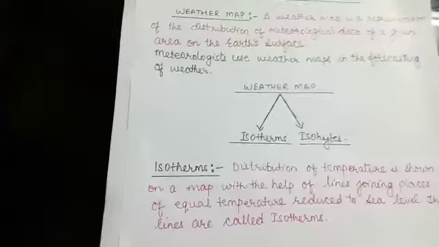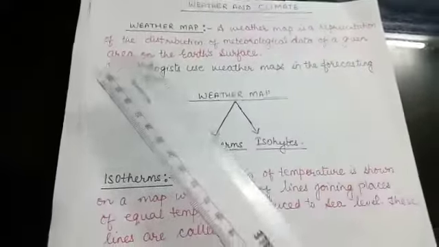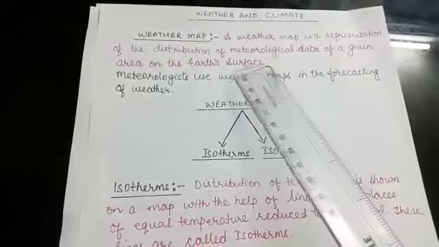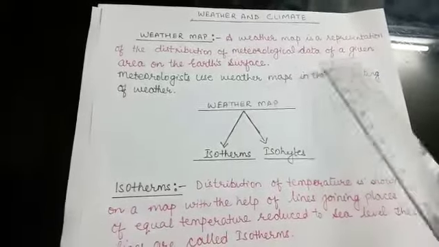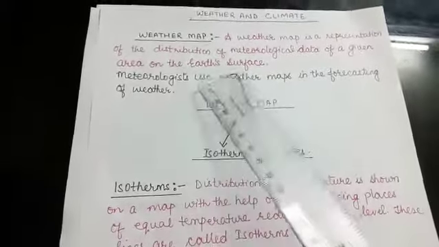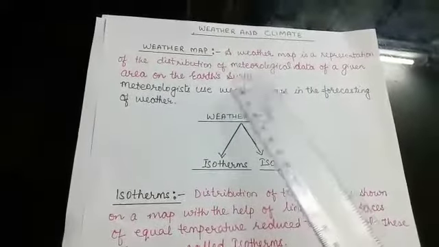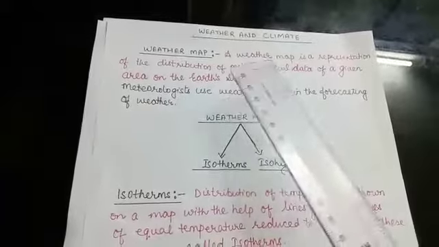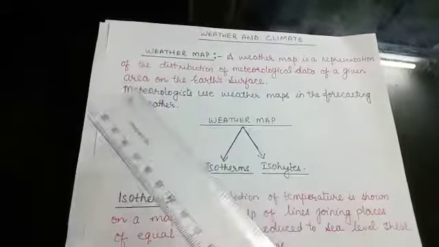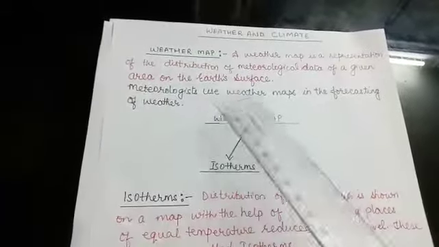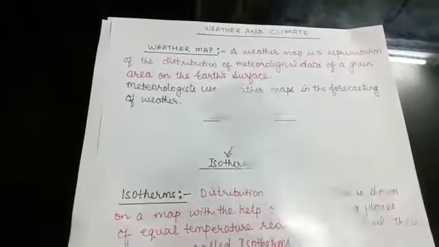Now, the last topic we'll discuss is the weather map. A weather map is basically a representation of the distribution of meteorological data of a given area on the Earth's surface. It shows all the elements of weather represented by different symbols. Meteorologists use weather maps in forecasting of weather.